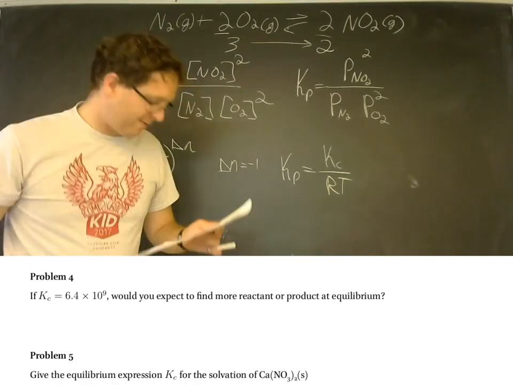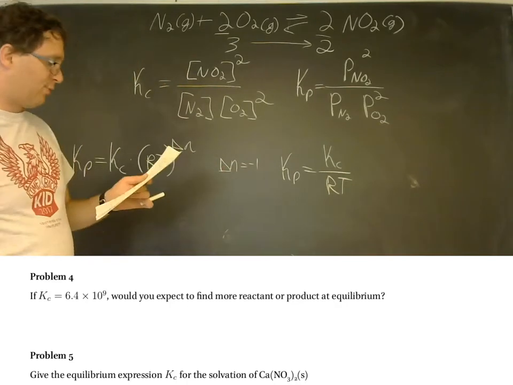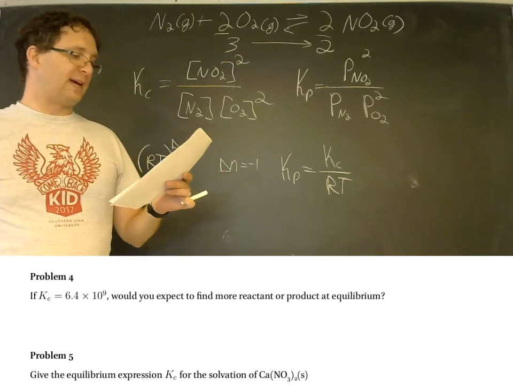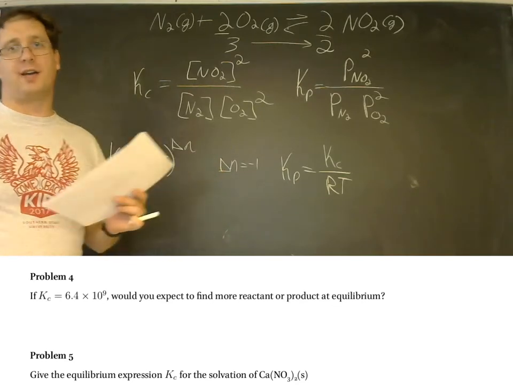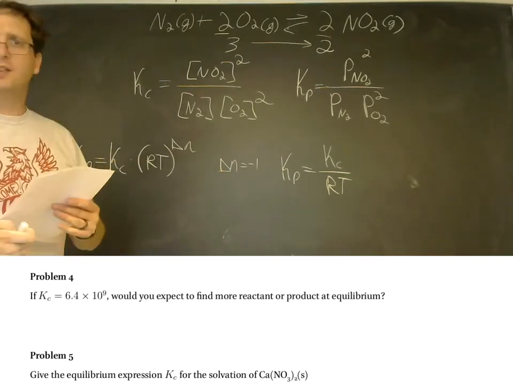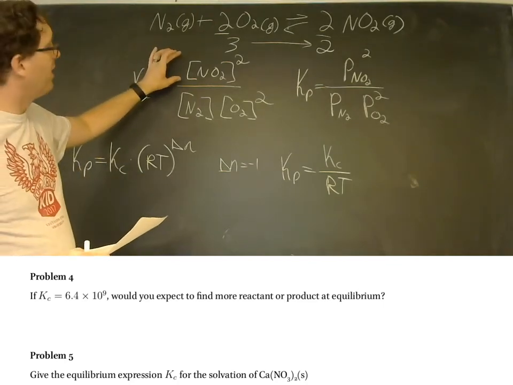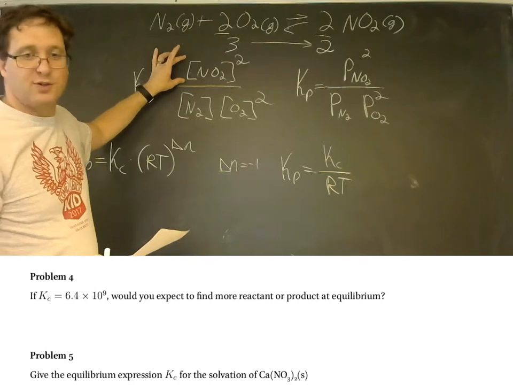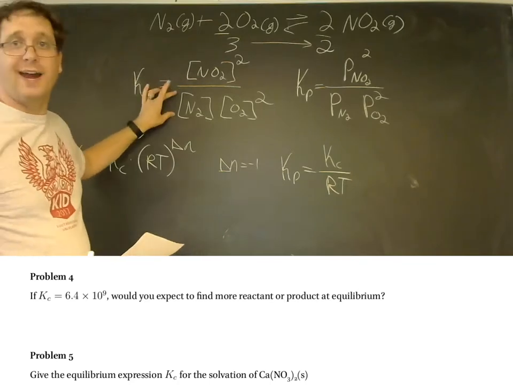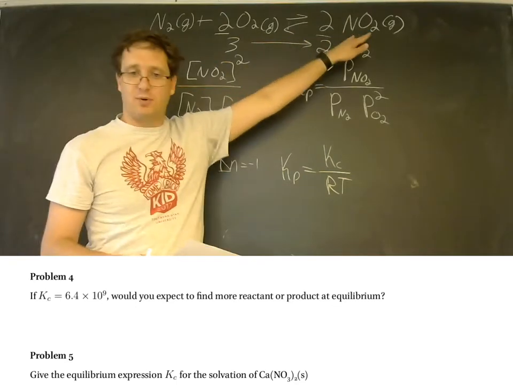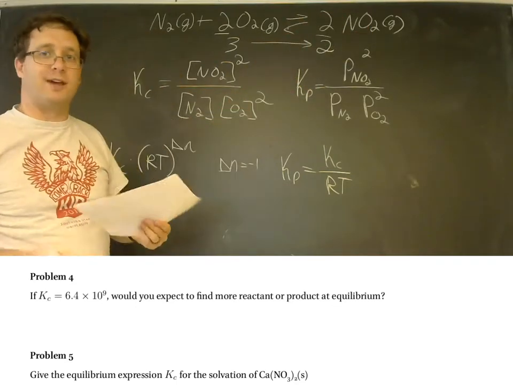If we have a value Kc equal to 6.4 times 10 to the 9th, would you expect to find more reactant or product at equilibrium? Well, 10 to the 9th is a big number, and so it's much larger than 1. That means that there's a very large numerator and a very tiny denominator. And so we'll have a lot of NO2. That's the product. This will be a product-favored reaction.